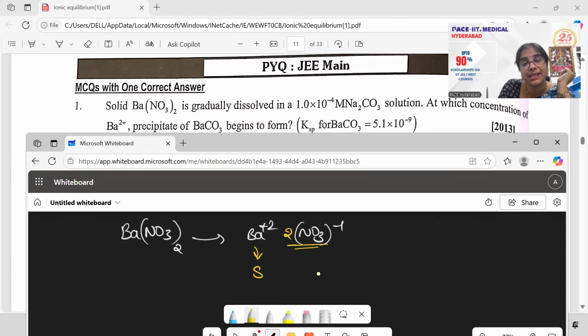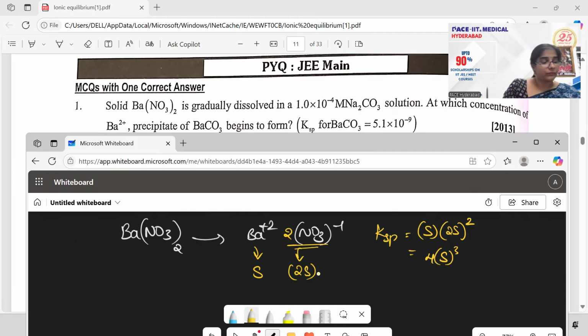Barium ions are S and this would be my 2s here, right? So which means my KSP is S times 2s the whole square, which is 4s cube, right? Now, am I also given anything else on this? At which concentration of Ba2+ do the precipitates of BaCO3 begin to form?